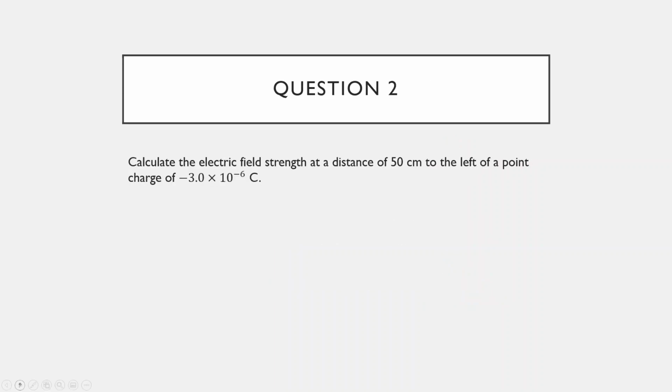All right, let's do a question. So we've got electric field strength. Calculate the electric field strength at a distance of 50 centimeters to the left of a point charge of -3 times 10 to the -6 coulombs. So what does that look like? Well, here's your negative charge, 50 centimeters to the left, somewhere over here. 0.5 meters. That's it. What is the field strength at that point?